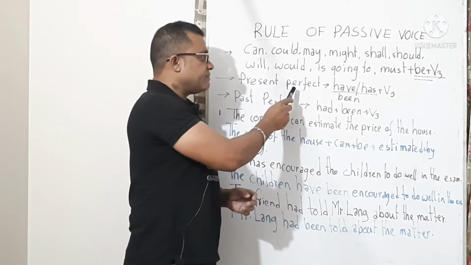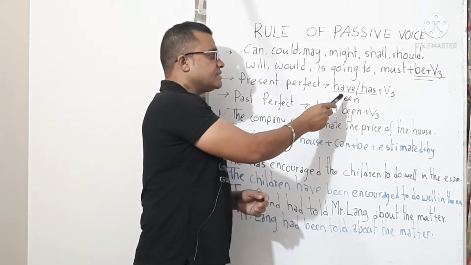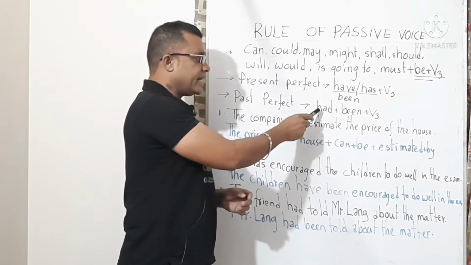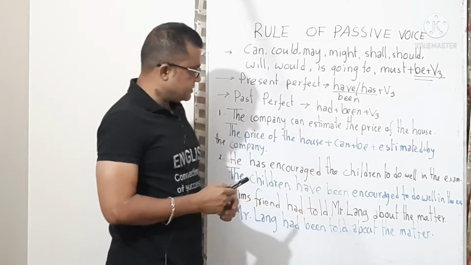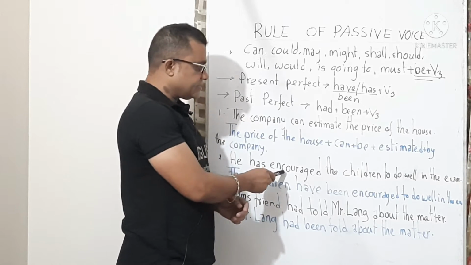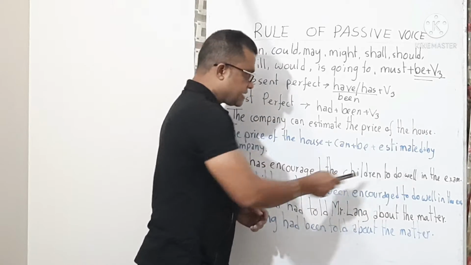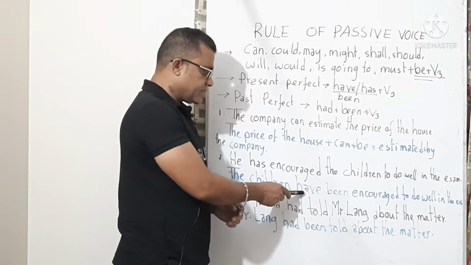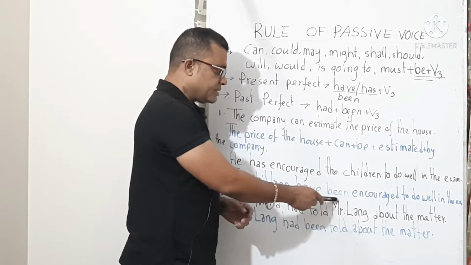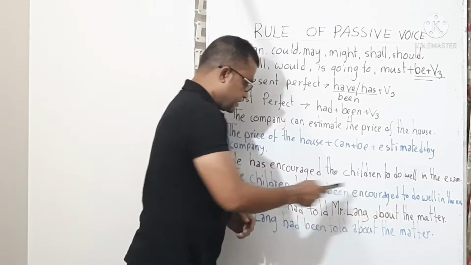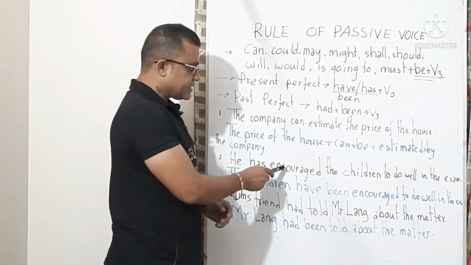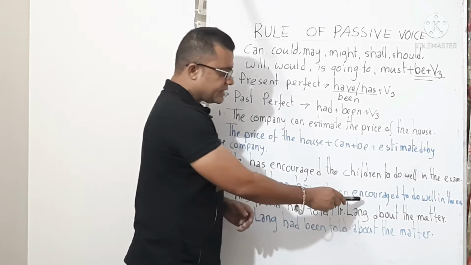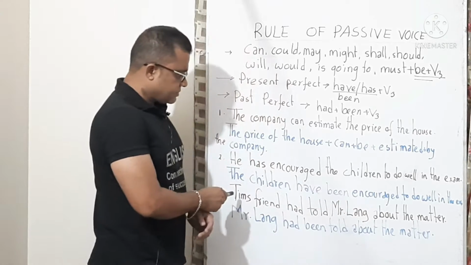Now, present perfect takes have or has plus been with it. Past perfect takes had plus been with it. He has encouraged the children to do well in the exam. The children, as it is plural, we have used have plus been plus V3 plus object. The children have been encouraged to do well in the exam.